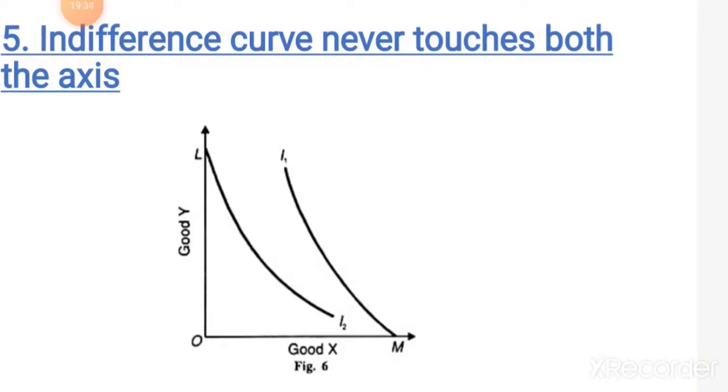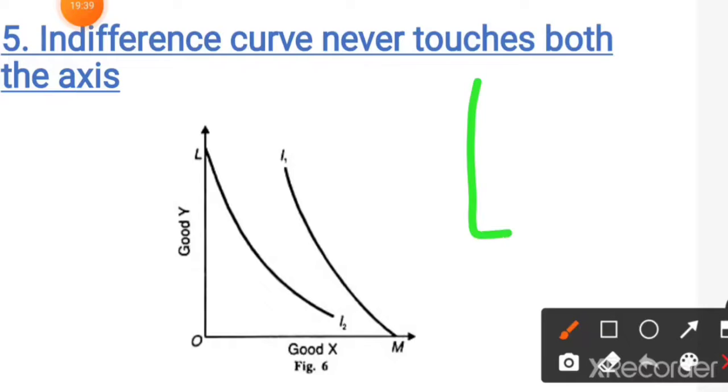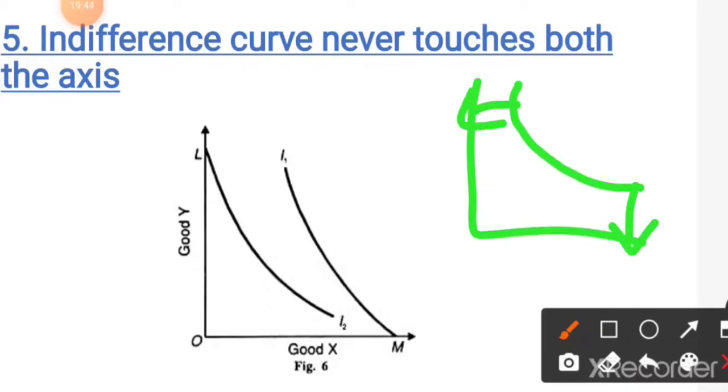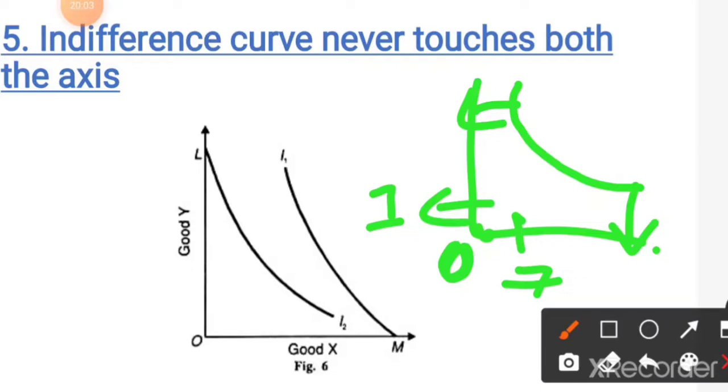Indifference curve never touches both axes. See students, if you want to draw any indifference curve, you should start from here to here only, and not touch these axes. If you touch this axis, it will be 0, which means you are consuming nothing. If you are consuming something, that commodity should start with the number 1, and it should end with some other number, not 0. So that's why an indifference curve never touches both axes. If it touches, there will be no meaning for that.